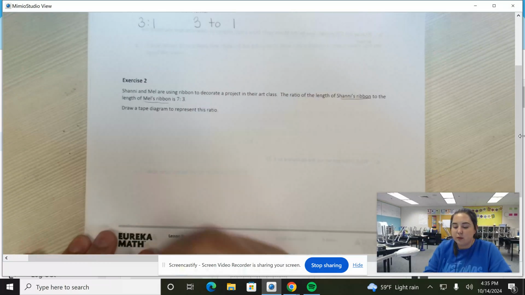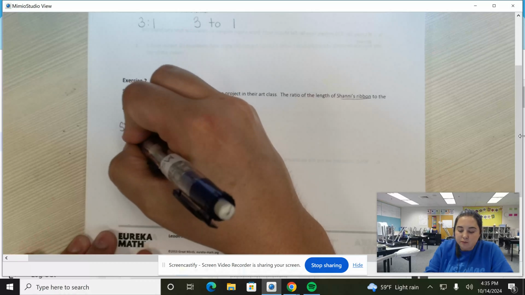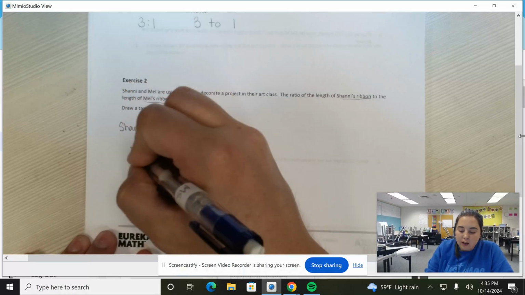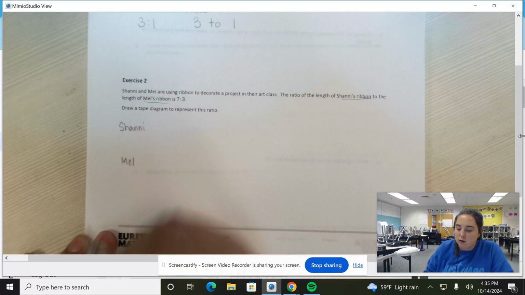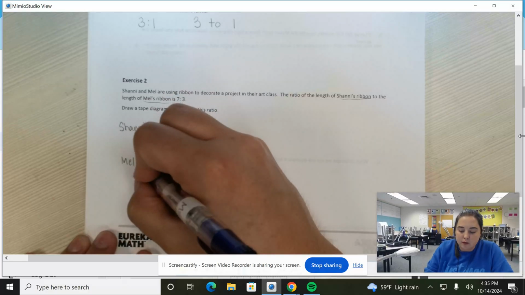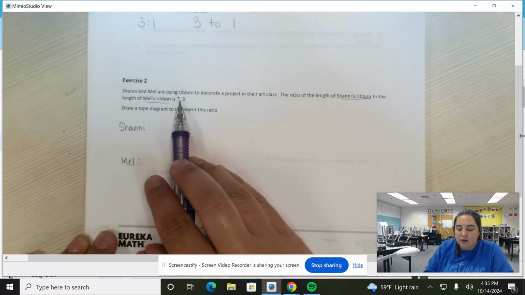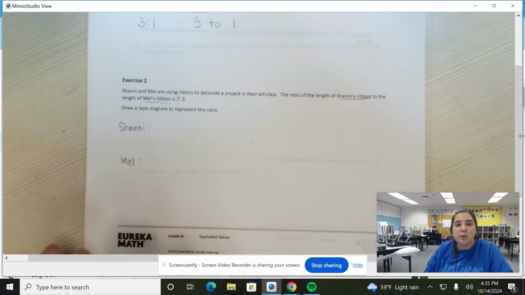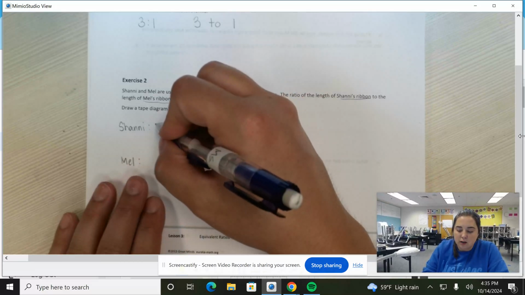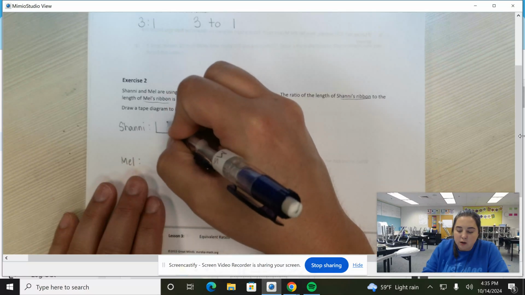So here's what I'm going to do. I'm going to show Shani here. And then I'm going to show, who's Mel? Yes, Mel here. So Shani to Mel, 7 to 3. But we're going to do this with a tape diagram. So here's how this is going to look. I'm going to do a tape diagram with units.